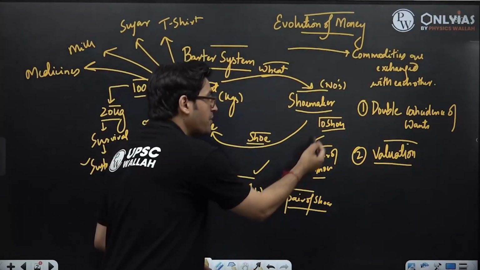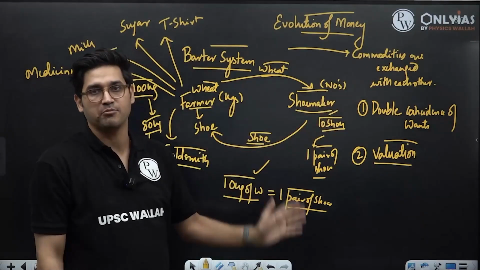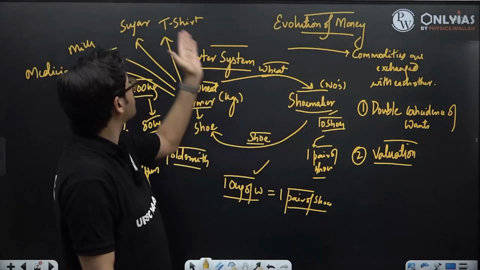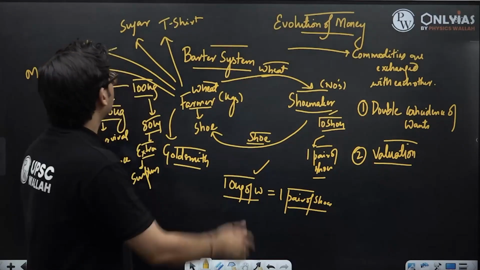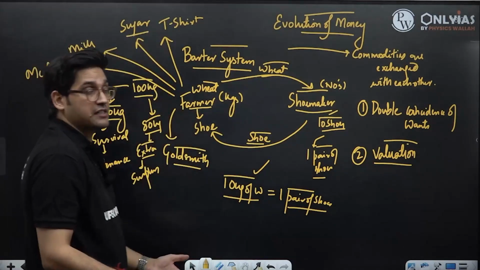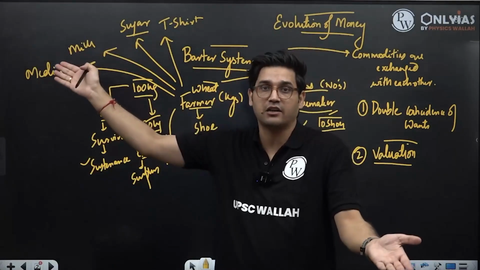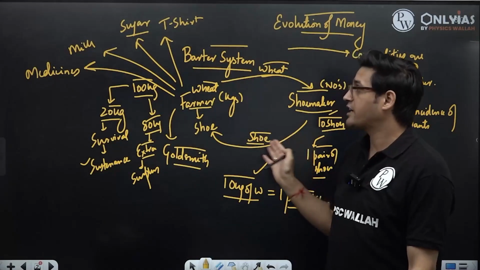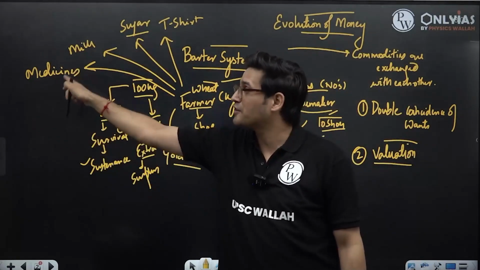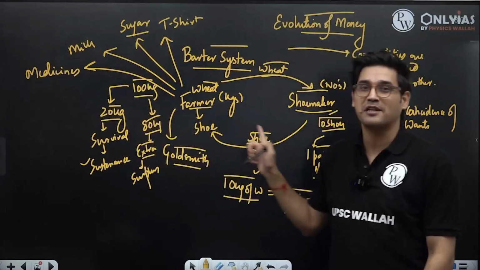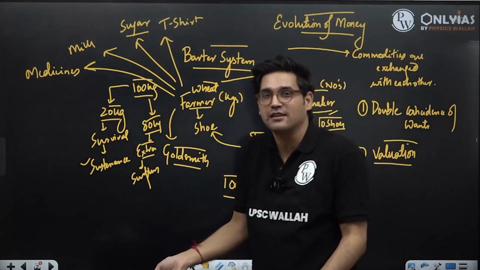For this shoemaker, he required wheat, that's why this transaction happened. But the shoemaker also requires t-shirts. The shoemaker also requires, you can say, sugar. Unless he is diabetic. The shoemaker also requires milk unless he is lactose intolerant. The shoemaker is also going to require medicines. Now the prices of each of these commodities will have to be expressed in terms of shoes only, because this is the only thing that the shoemaker can sell.